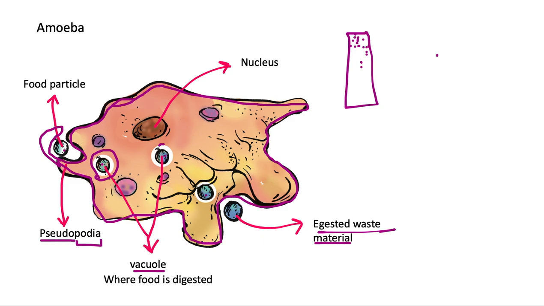So that is the basic process of digestion inside the amoeba. And also one last important fact: once the food is assimilated, once the food is absorbed, it is taken to different parts of the body by blood. The nutrients are either stored inside the body, or they're used to release energy.